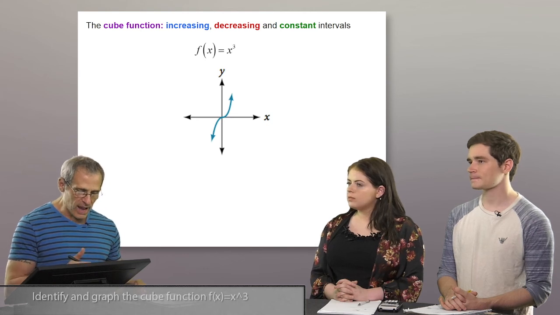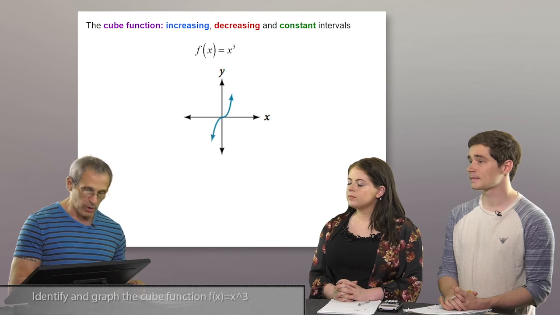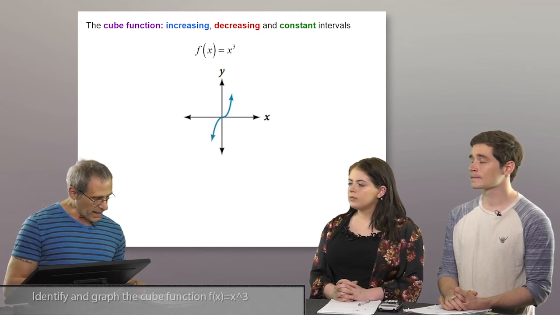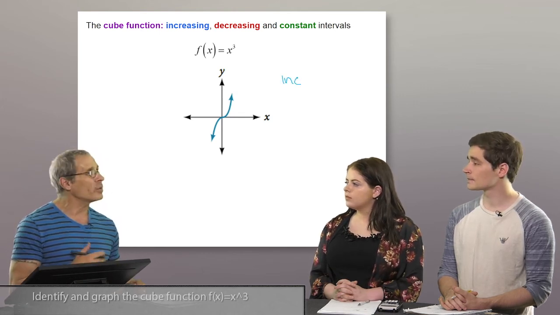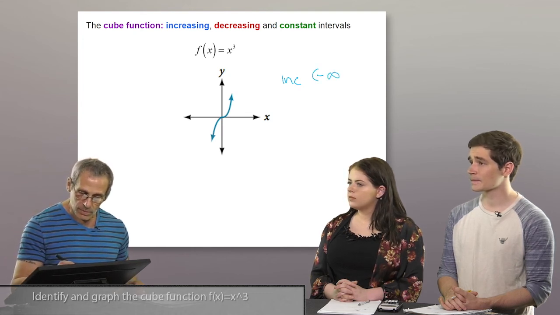This particular graph seems like it's always what? It's always increasing. And that's because when I look from left to right, the graph is going up. So where this graph is increasing would be everywhere on its domain. What was its domain? It's negative infinity to infinity. Beautiful job.